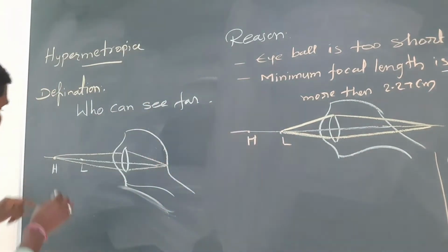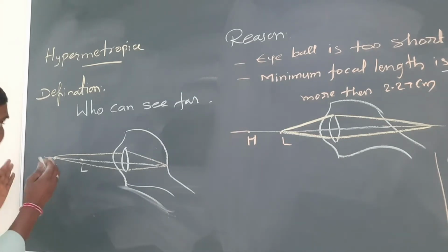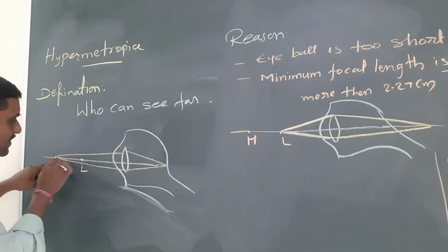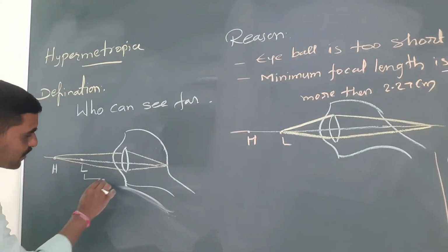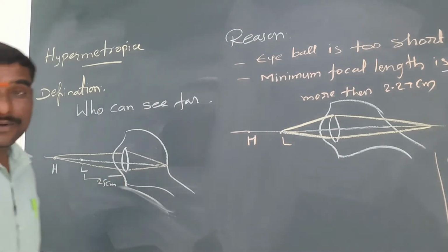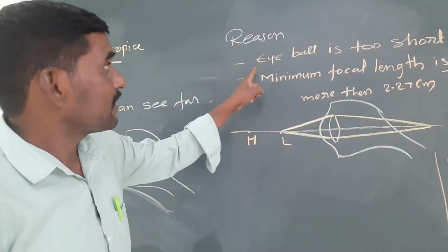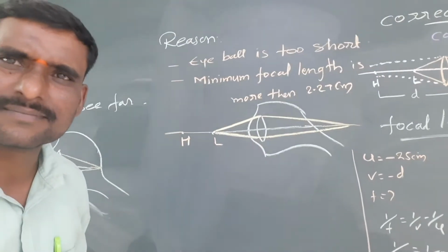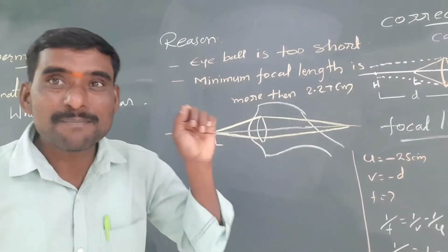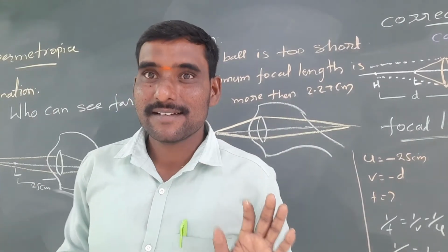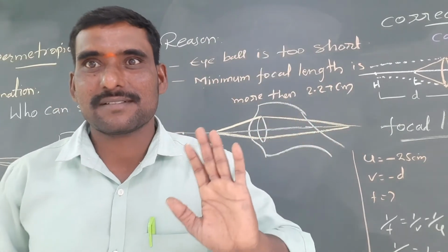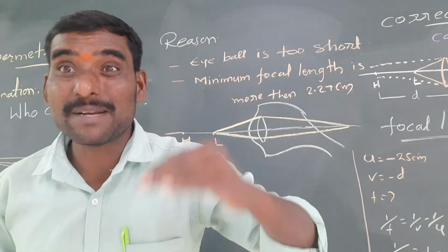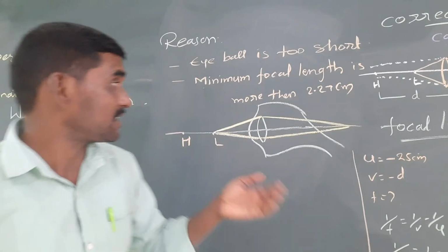So next, after this H you can see infinity. But between L and H you can't see. This is 25 centimeters, you know already. What is the reason? The eyeball is too short. And also the minimum focal length should actually be 2.27, but for this person it is more than 2.27, like 2.3. Maximum focal length is 2.5 only, but minimum focal length is more than 2.27 centimeters.